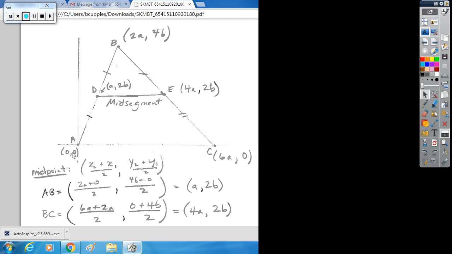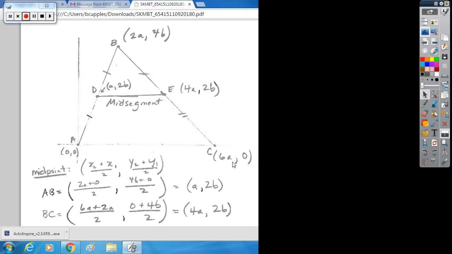What I've done is I've identified point A at the origin, which is 0, 0. And then I've identified two other points, point B and point C. B is in the first quadrant, C is on the x-axis. I've just given them two random ordered pairs. You'll notice here I am using variables because that's why it's able to be an algebraic proof.